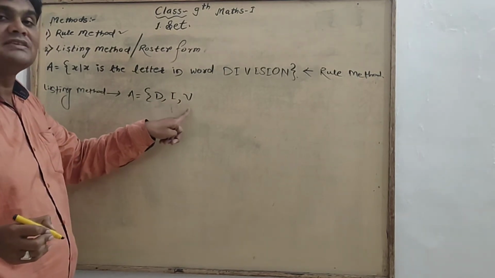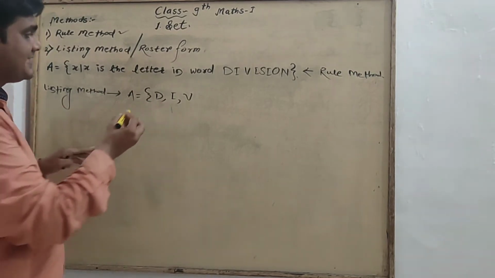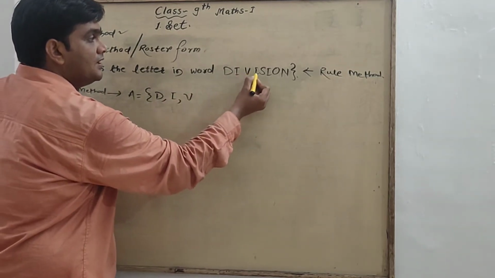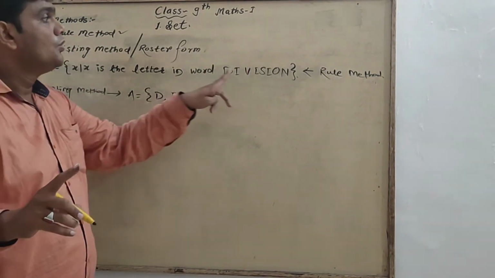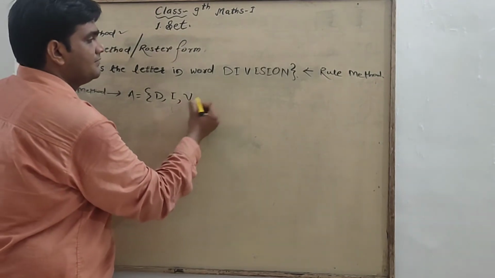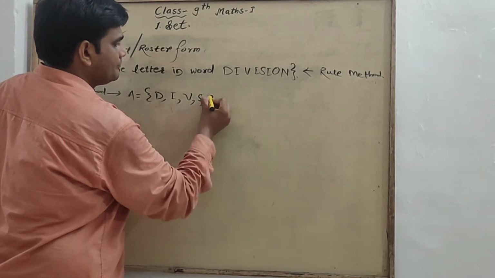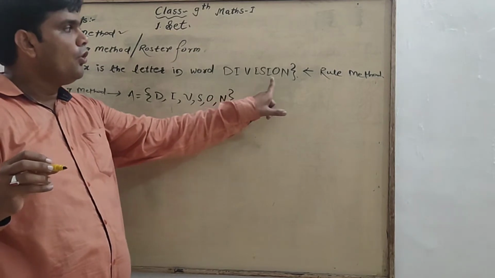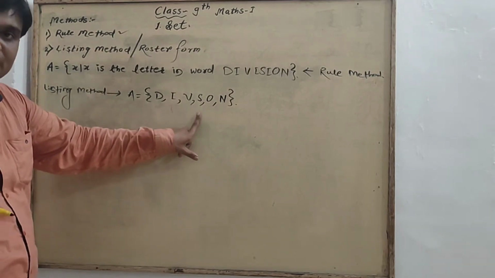All these are known as the elements of the set. First element is D, second one is I, then V. Next one is again I, but according to the rule of sets, we can't repeat the same element, so we'll skip it and write O, then N. You have to keep in mind that no element is repeated while writing a set in the listing method.